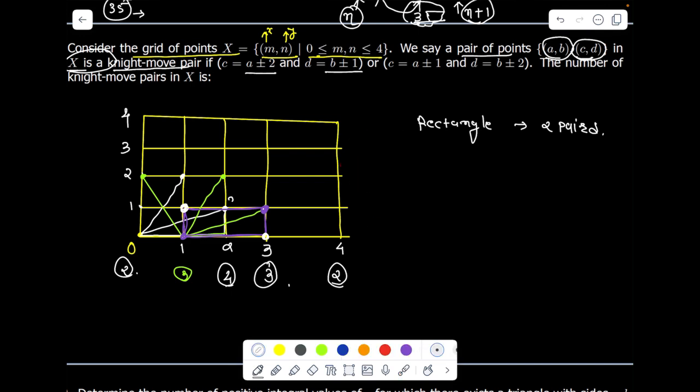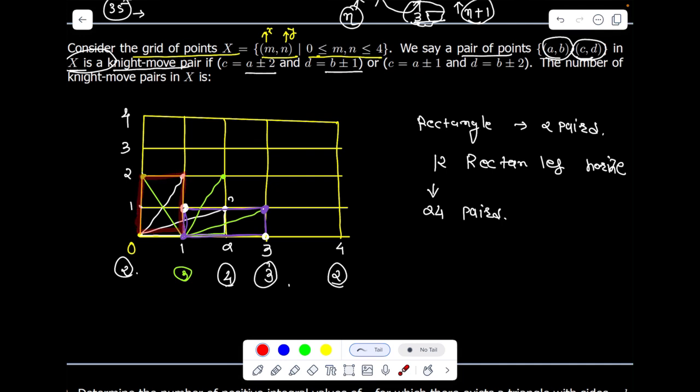So 3 4s are 12 rectangles, but they are horizontal. So 12 rectangles will give you 24 pairs. But what we also have, C plus or minus one. You can take vertical rectangles also. So here you will take 1, 2, and 3rd rectangle. So similarly, vertically you have 12 more rectangles, right? 12 rectangles which are vertical, and they will give you 24 pairs.